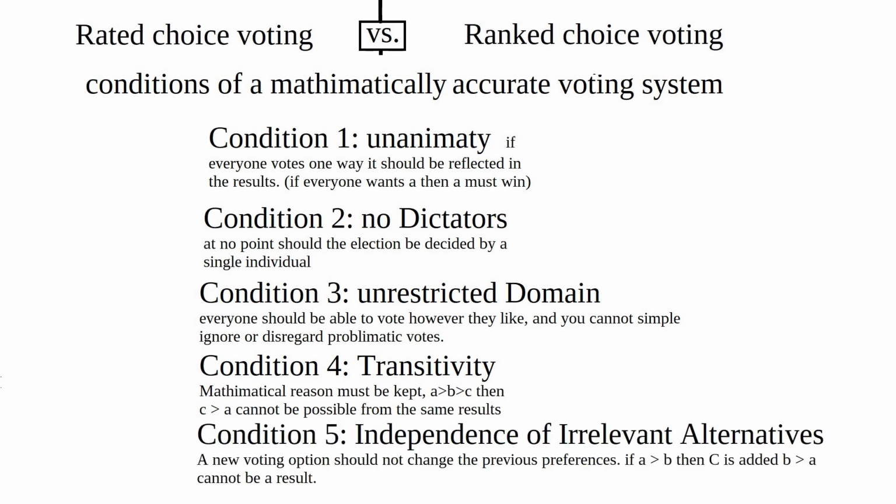Condition 5, independence of irrelevant alternatives. Another fancy wording that really just means that if a new option is presented, it should not change the previous outcomes. If A would win over B, then introducing C would not change their order. It could only upset A's win if it were more preferred than A and B, but B cannot suddenly win over A due to C suddenly appearing.